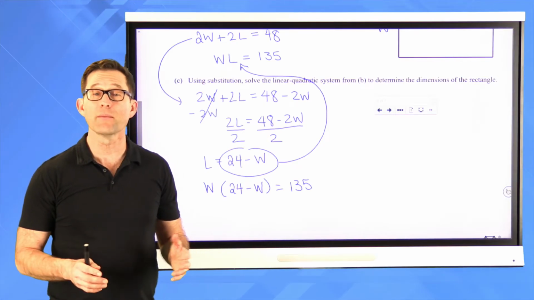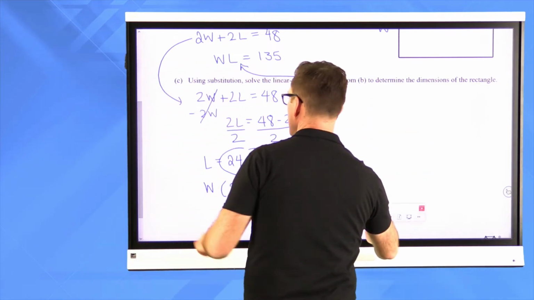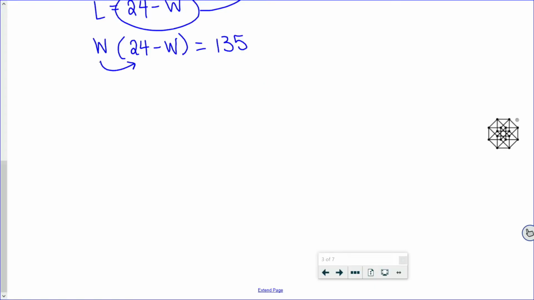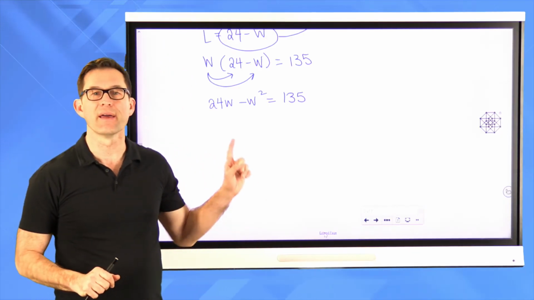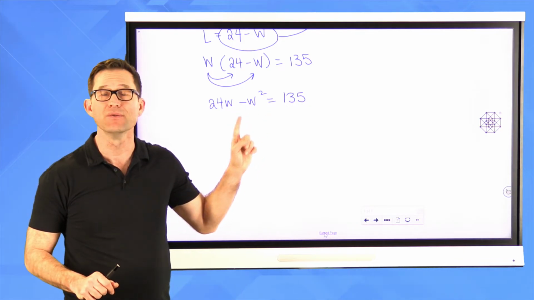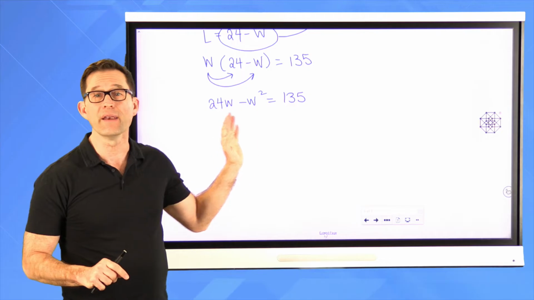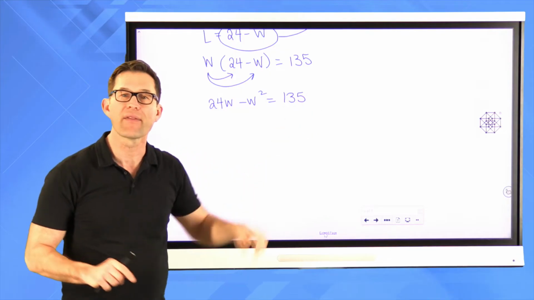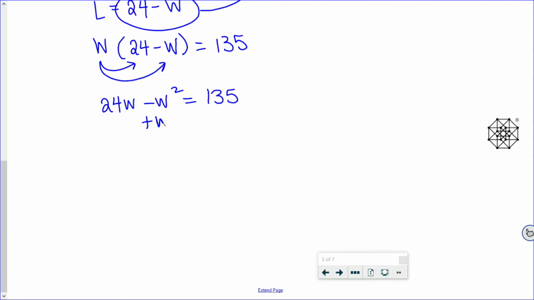All right, well this is certainly more challenging than the last one. Okay, I'm going to move this out of the way, give myself a little bit of extra room. Let's do it. So the first thing I'm going to do is distribute the W. That's going to give me 24W minus W squared is equal to 135. Now, one thing I do not like is having a negative W squared here. I can get rid of the negative attached to the W squared in one of two ways. I can either divide both sides by -1, or I can move everything to this side of the equation.